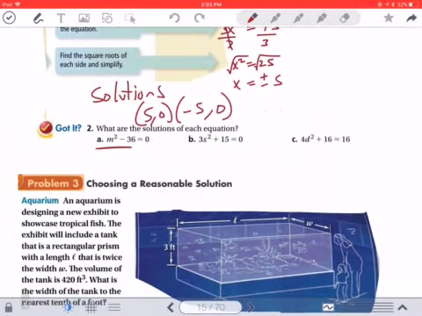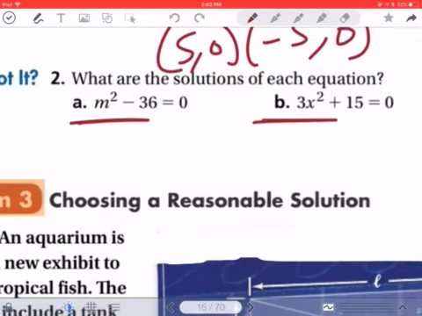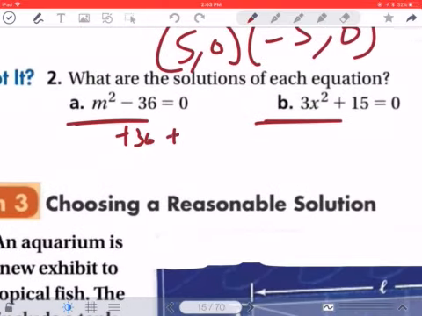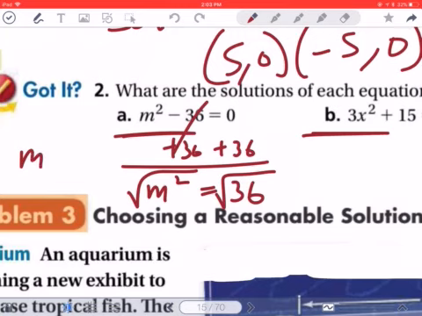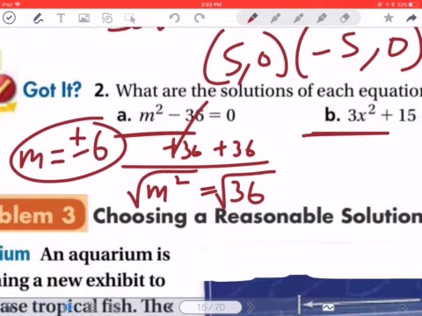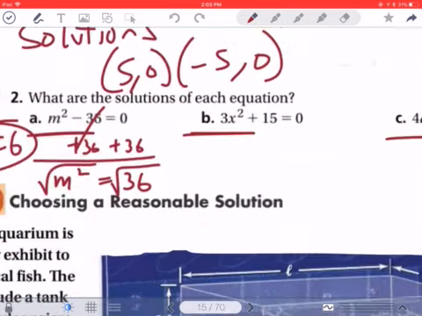Okay, pause it, try A, B, and C. See what you get there. I'm going to add 36. Not too tough here. So m squared equals 36. Take the square root of each side, and m is going to be plus or minus 6. Hey, by the way, there's going to be many different ways to solve a quadratic equation. You can't always solve by using square roots. That's why we're going to learn other methods coming up in the chapter.